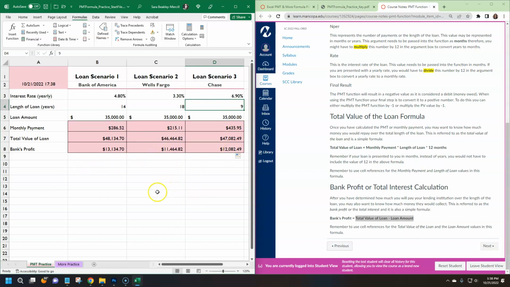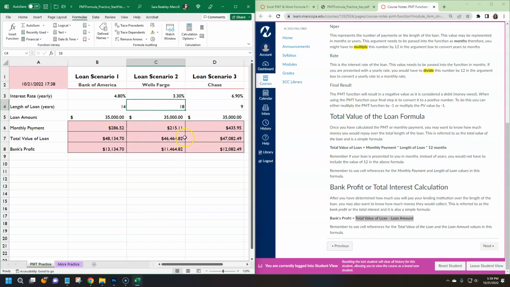What's really powerful about this worksheet is that once you have it set up, because I've used relative cell referencing, if I say, oh, it's not 18 years, it's 15 years, I could type 15, press enter, and all my values change, right? So that makes it a flexible worksheet. Control Z, I'm going to put that back.